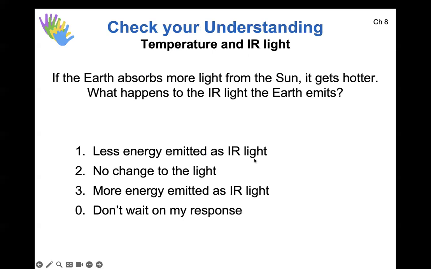So if Earth absorbs more light from the sun, it gets hotter. What happens to the infrared light the Earth emits? You tell me. So if the Earth heats up, what happens to the infrared light? Less energy emitted as infrared, no change to the light, or more? Okay, so one or three. Okay, three, three. Most people say three. Good.